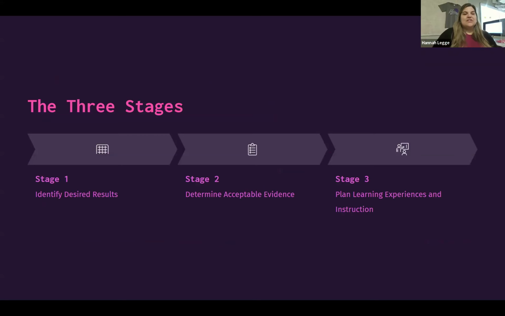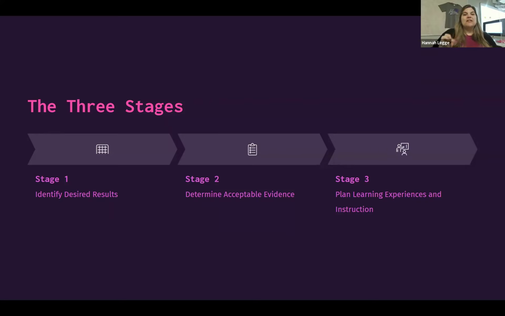So backwards planning has three phases, okay? Stage 1 is to identify the desired results. So if you're planning a lesson and you start with a demonstration of learning at the end, which is your exit ticket, right? And you build your lesson based off of that exit ticket, the likelihood of your student success is going to be much higher.